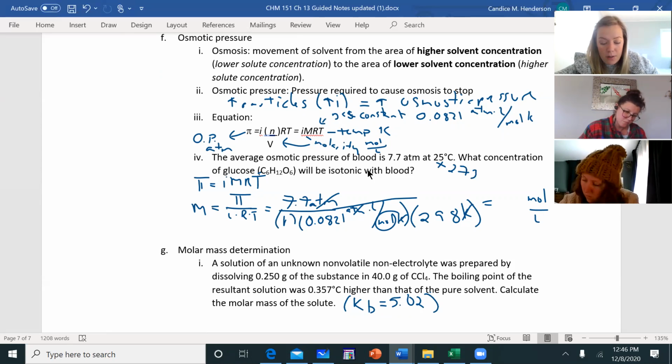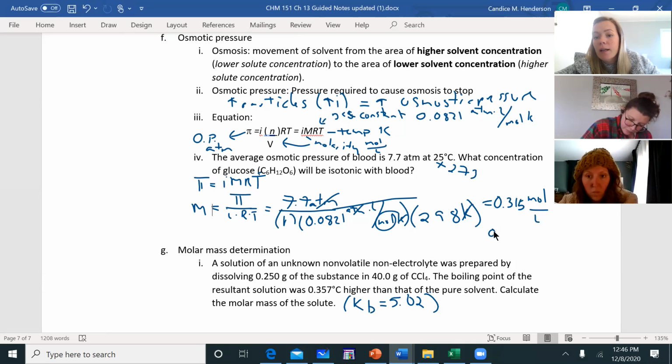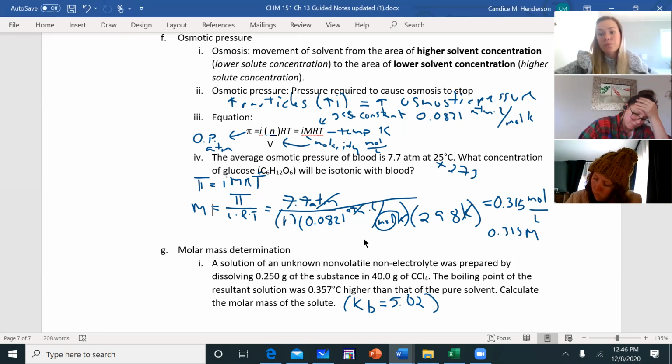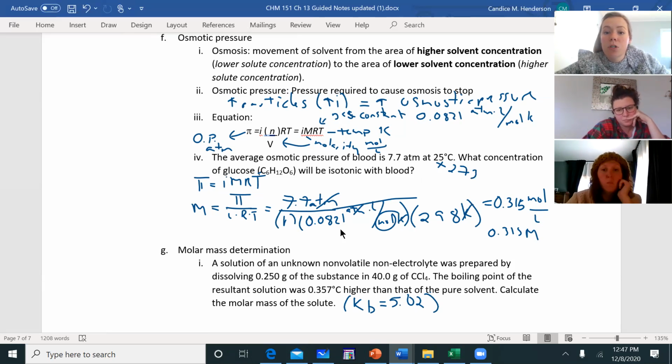So when we enter all this stuff in there, we get a value of 0.315 moles per liter, or you can write it as 0.315 big M. And specifically that's glucose. Now, a couple things to note: if osmotic pressure had been given to you in, say, torr, you would need to convert it, all right?